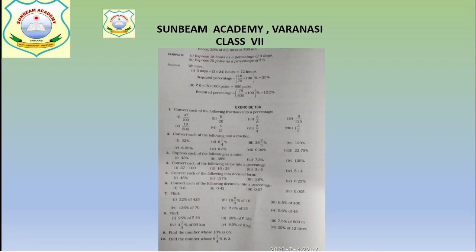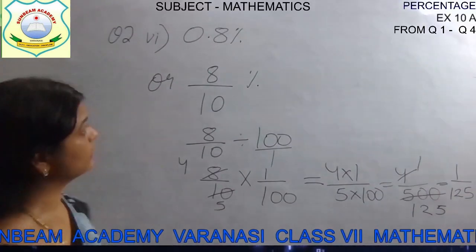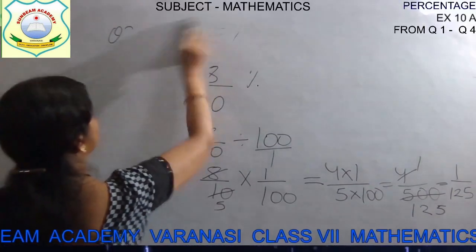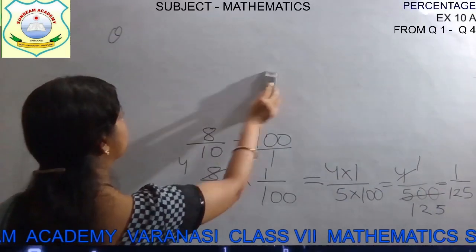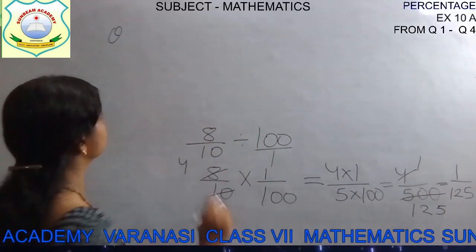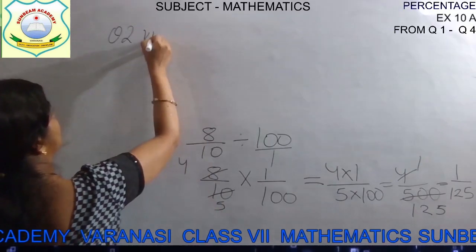So question number 8, 22.75, children. I'm writing 22.75 first. 8th part.